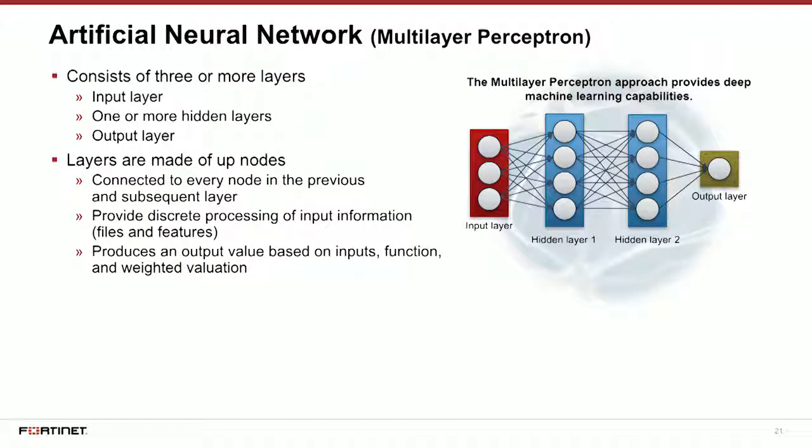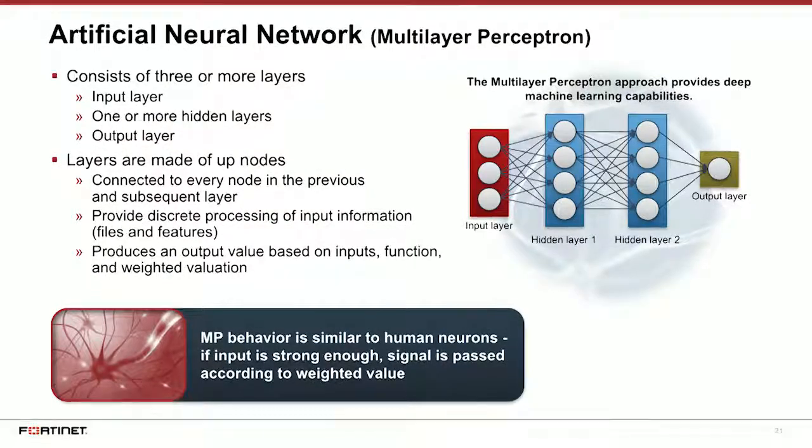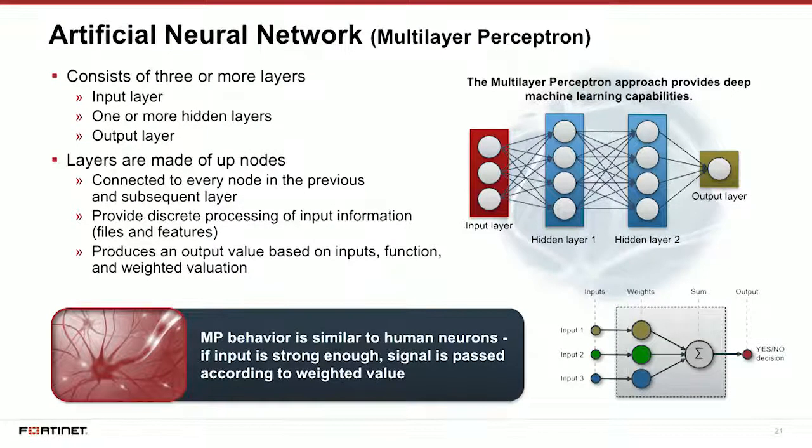Okay, layers are made up of nodes, connected to every node in the previous and subsequent layer. Each node is going to be responsible for either finding or extracting a given feature. And each feature will also have a weight. So as the system is training and it's seeing that features X, Y, and Z happen to be found in 80% of the malware, then it's going to have a higher weight than a feature that's only found in 10% of the malware, for instance. So the multi-layer perceptron is similar to human neurons. If its input is strong enough, the signal is passed according to a weighted value.